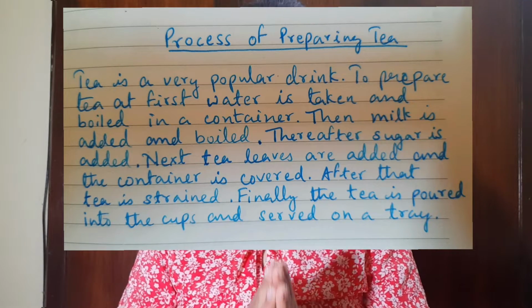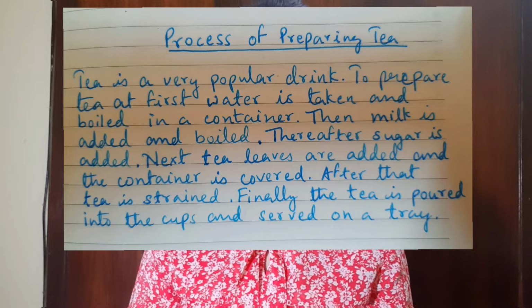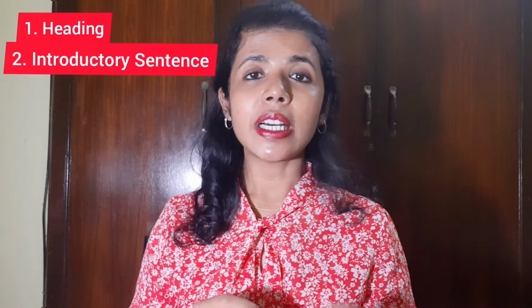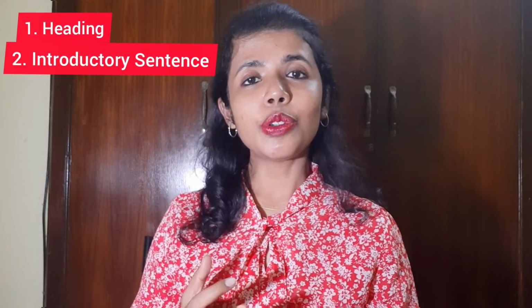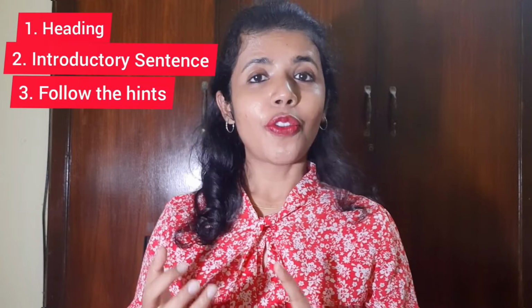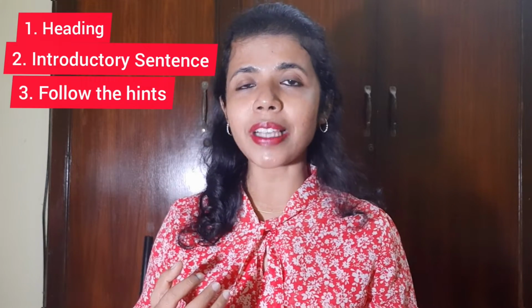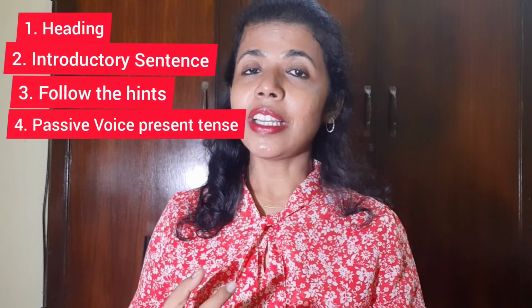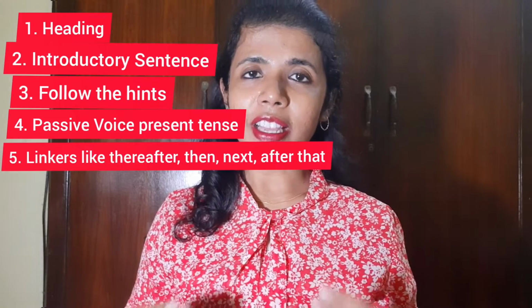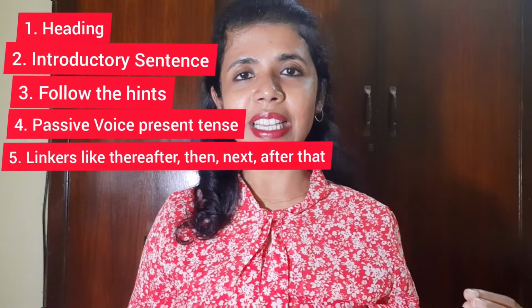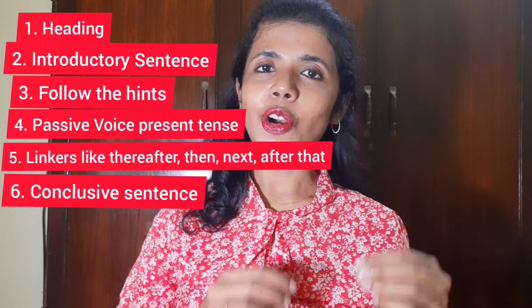So these are the things that you should remember while writing a process. The first thing is there should be a heading, and the heading should be simple and meaningful. Secondly, you should write an introductory sentence that should be a general statement about the thing that you are going to write about. Thirdly, you should follow all the hints properly. Fourthly, all your sentences should be in passive voice and also present tense. Fifthly, you should use linkers like thereafter, next, then, after that. And finally, you should have a conclusive sentence which should start with finally or at last.